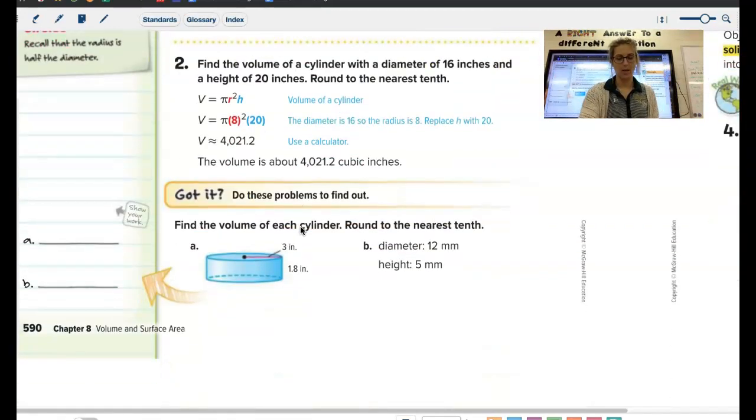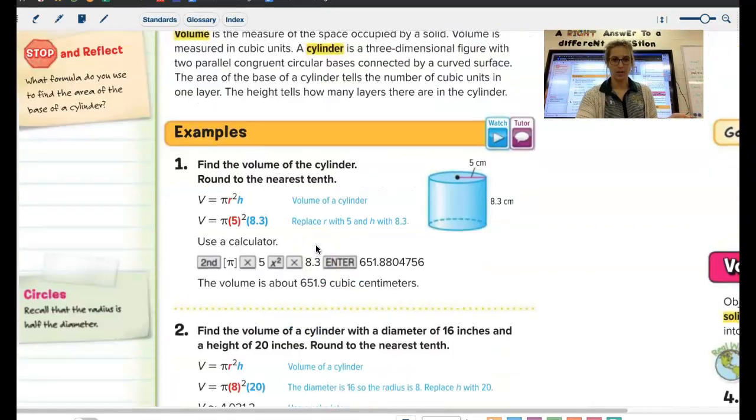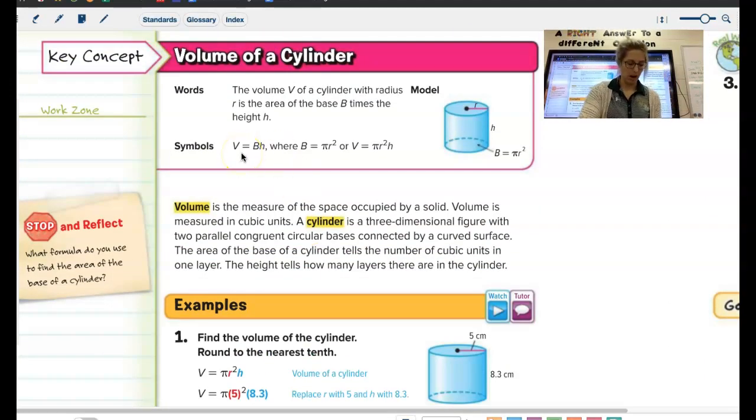All right, so I'm going to skip down to Got It A. I should talk about the formula first, which is up here. This is where I would have you get out your reference sheets and we would all look at the volume of a cylinder, but it is actually right here at the top of your page. To find the volume of the cylinder, we're going to find the base times the height. When we talk about the base, we find the area of the base and then take it times the height. Well, the base is circular, so we find the area of a circle, and then we take it times the height. So that is where we get these two different formulas.